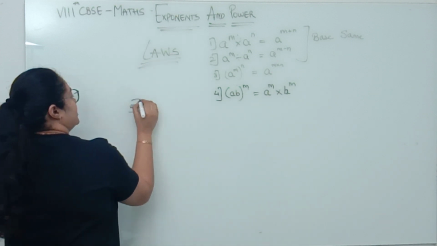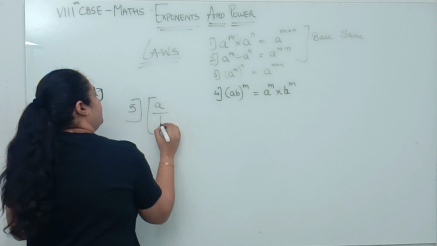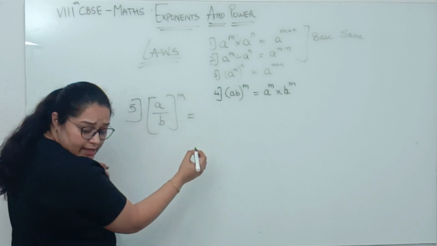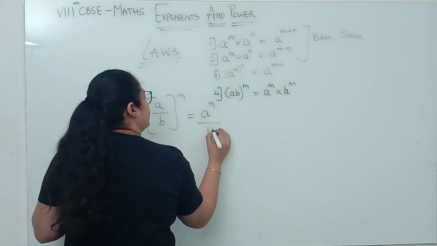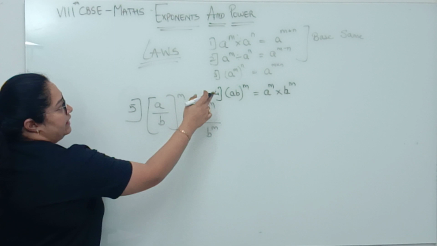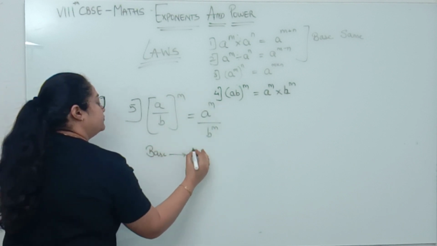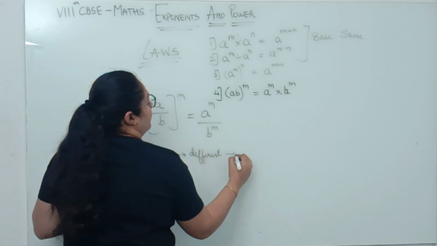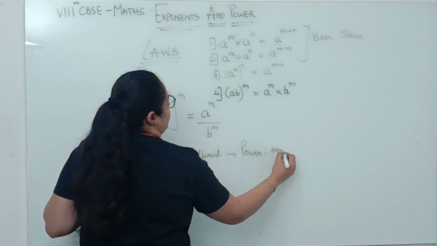Let us see what the fifth law says. (a/b)^m is equal to a^m / b^m. Again, the bases are not the same. They are different. But the power is the same.